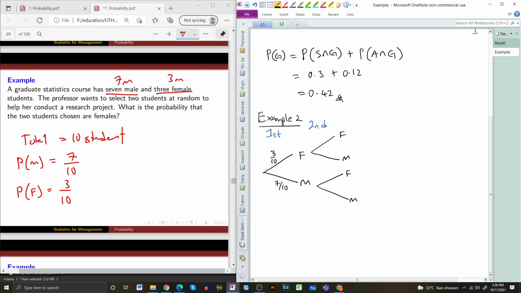When the professor chooses either female or male, the probability for female is 3 over 10, for male is 7 over 10. But for the second one, since she has chosen one of them, that person must come out from the group of 10. So the total is now 9, because one student is standing with the professor now, he has been chosen. So for the second student, the professor needs to choose out of 9.